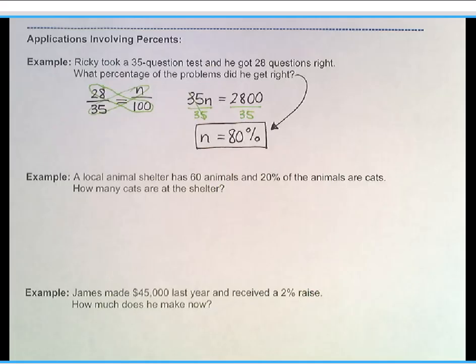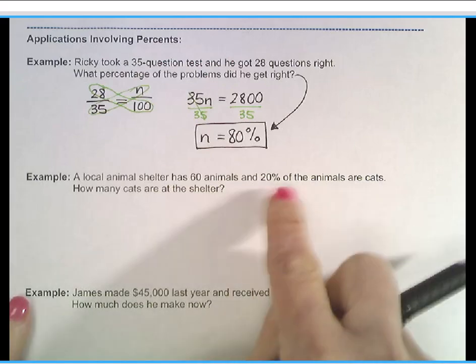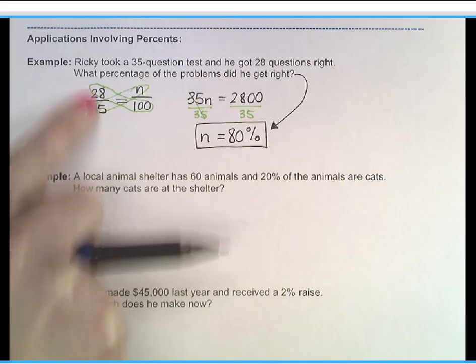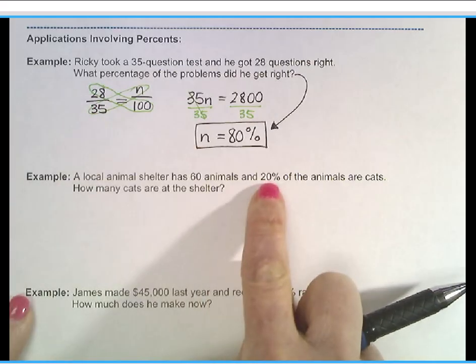A local animal shelter has 60 animals and 20% of the animals are cats. How many cats are at the shelter? Okay, I'm going to show you two ways to work this one. So there's 60 animals, and what we know this time is the percentage. Last time we had the full fraction on the left that we knew. Now what we know is the percentage.